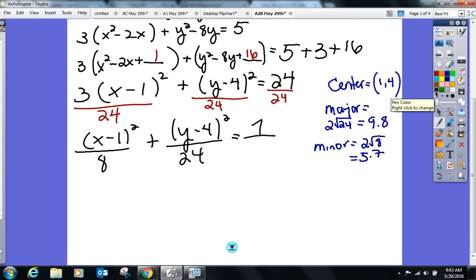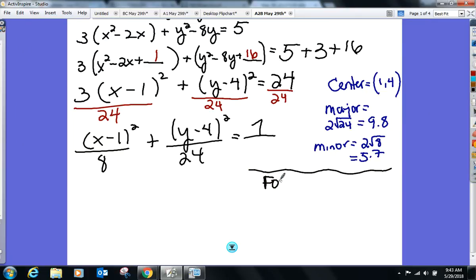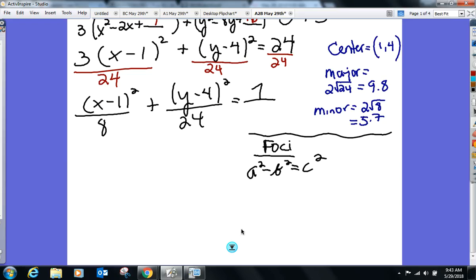Even though it's not on here, I'm still going to ask it because we only got 4 more days, and I don't think I'm asking for much here. Foci. Coordinates of the foci. Let's review. What's the formula you need? A squared minus B squared equals C squared. What's your A and B values, or A squared, B squared values to get C squared? 8 and 24. Here we go.